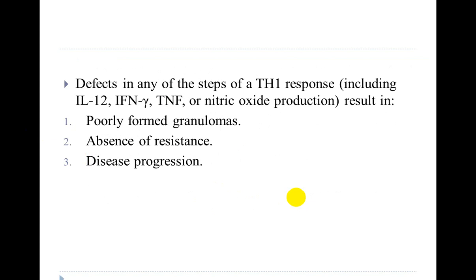Therefore, any defect in any of the previous steps will result in complications. هذه الsteps اللي هي including for example production of the interleukin 12 by the macrophage, or a production of interferon gamma by the lymphocytes, or a production of TNF alpha from the macrophage and nitric oxide.